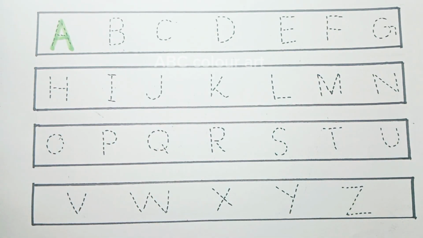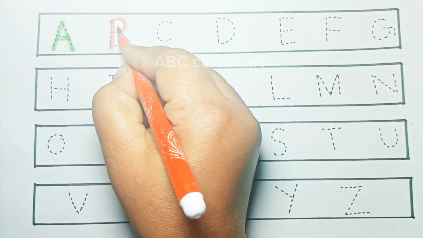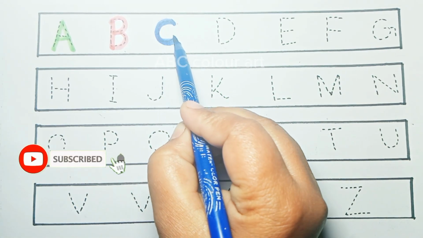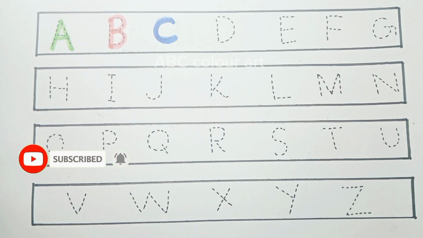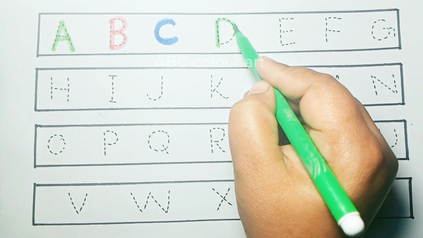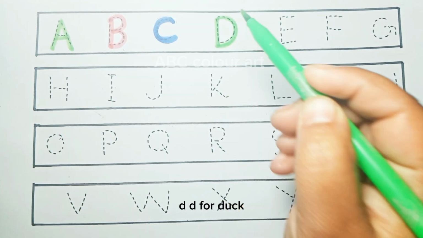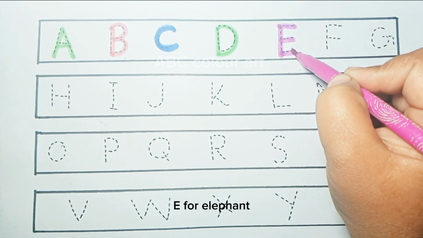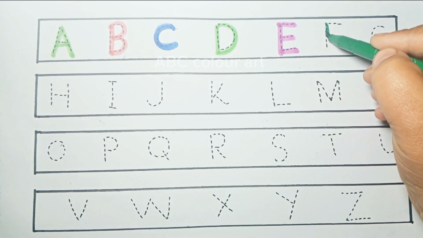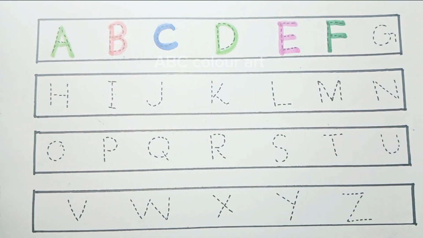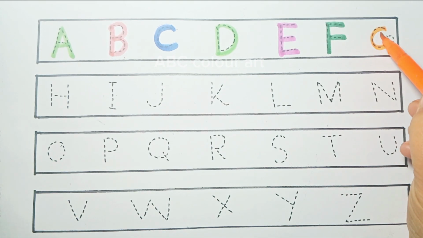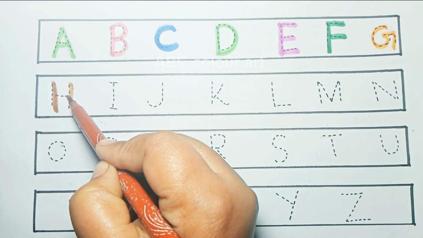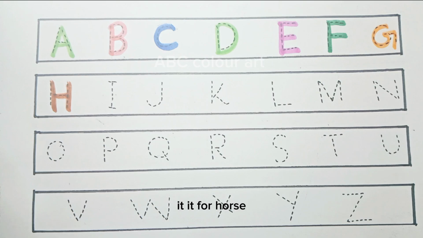A for ant, B for butterfly, C for car, D for duck, E for elephant, F for frog, G for grapes, H for horse.